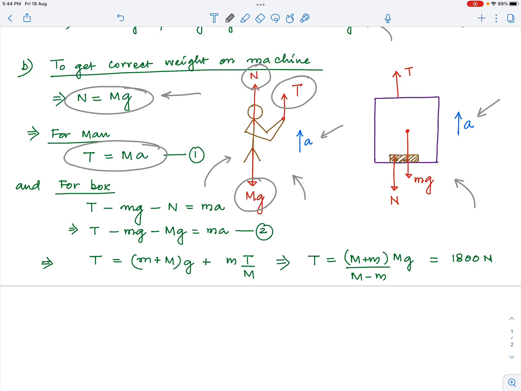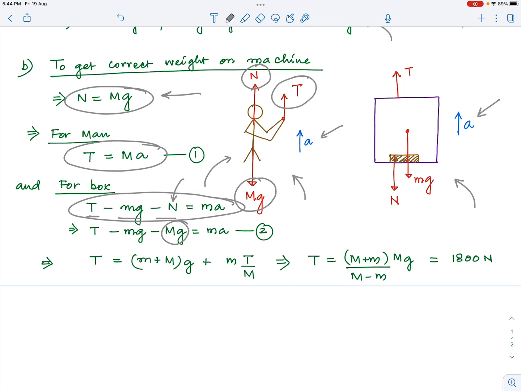Whereas for the box, we have three forces still: T in the upward direction, small mg in the downward direction, and N also in the downward direction. Net upward force, which is upward force minus downward force, should be equal to mass into acceleration, which gives you this equation this time, where you now know that the value of N is equal to capital Mg, so you can substitute this value here. Now all you need to do is solve the two equations 1 and 2 to get your value for T. T is what they have asked for.